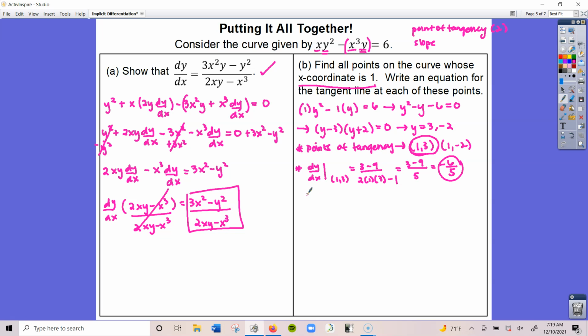So then the equation of that tangent line is y minus 3 is equal to negative 6 over 5 times (x minus 1).